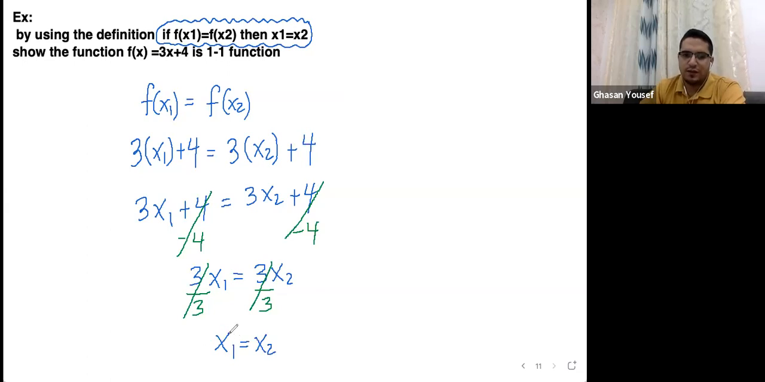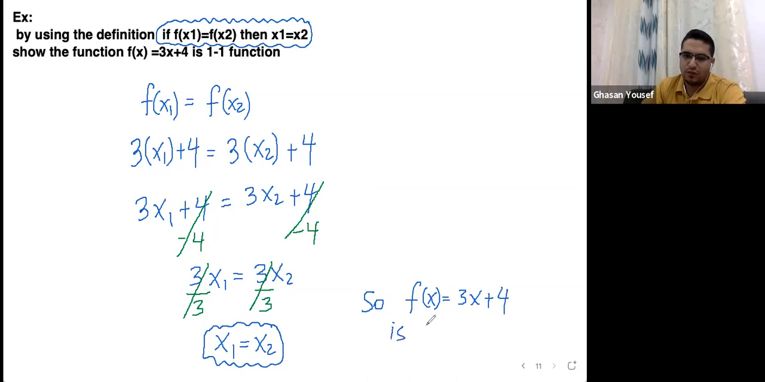So when I get x1 equal x2, this means the function f is one-to-one, because I start from f of x1 equal f of x2, and I cancel and subtract until I get this. When I get this, it means the function is one-to-one. So f of x equal 3x plus 4 is a one-to-one function.